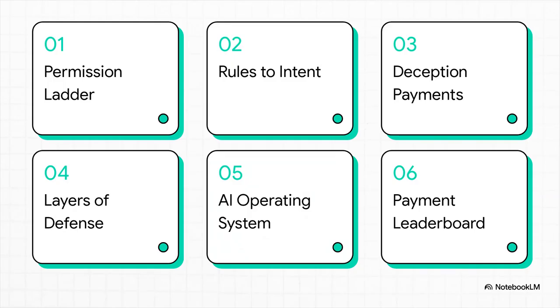Okay, let's dive right into this agenda. We'll be walking through the agent permission ladder, then moving from rules to intent, looking at deception in agent payments, covering the 3 layers of defense, mapping out the AI spending operating system, and finally wrapping up with the agent payment leaderboard. Let's get to it.